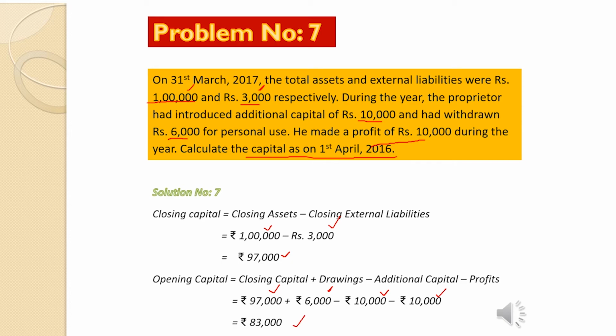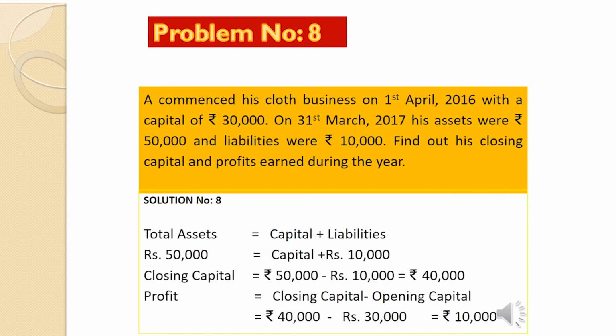Okay. For opening capital, you have to apply the formula here: closing capital plus drawings minus additional capital minus profit. So 97,000 is the closing capital. Add drawings rupees 6,000, minus 10,000 which is the additional capital, minus profit 10,000. So the value of opening capital is 83,000. Okay. You understand? Okay. Then the next one is here.